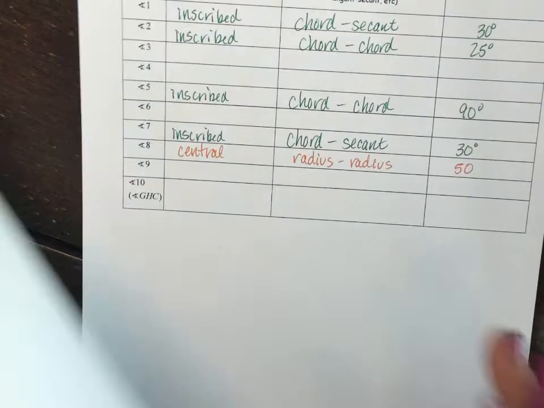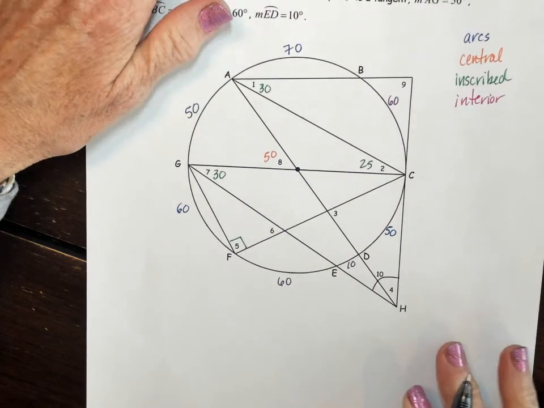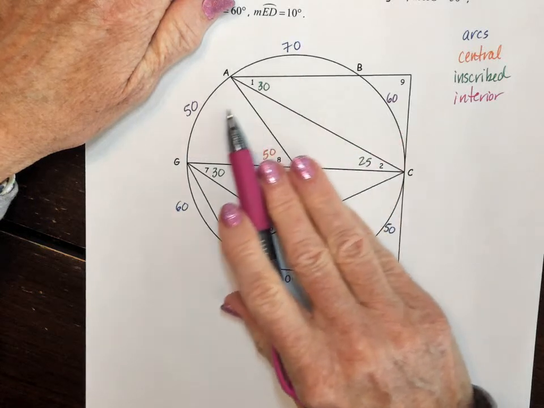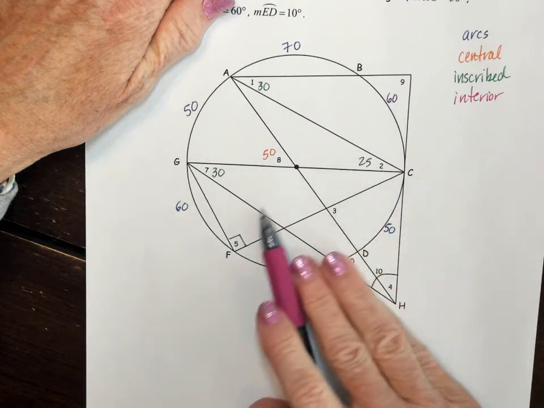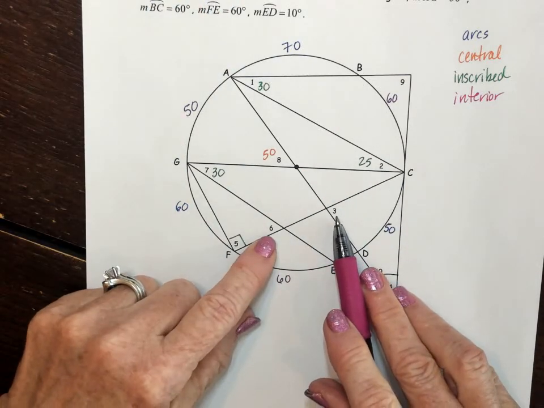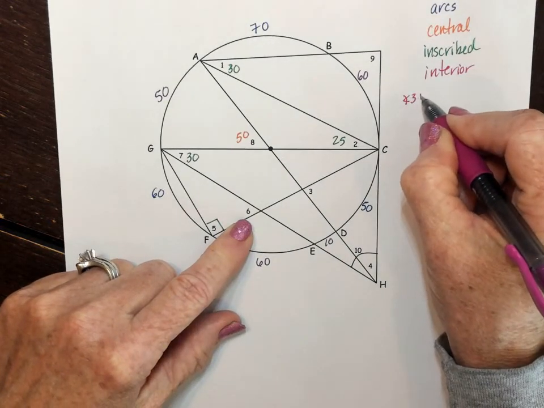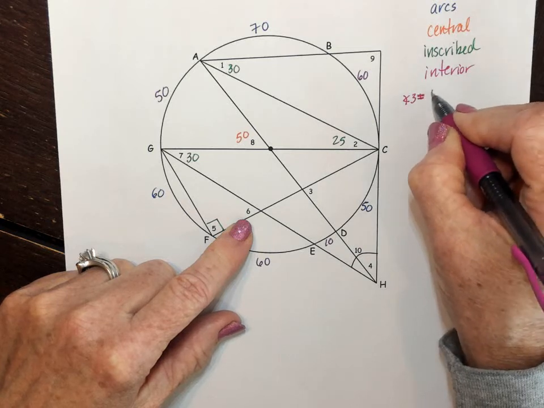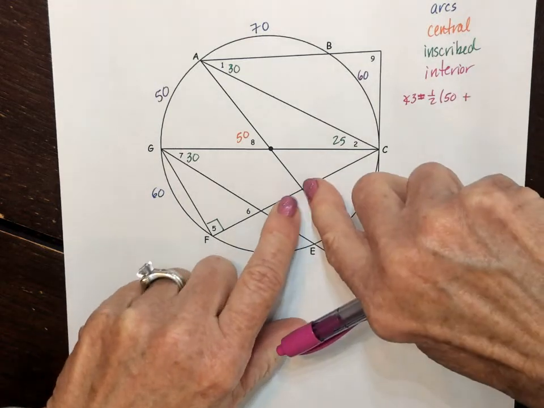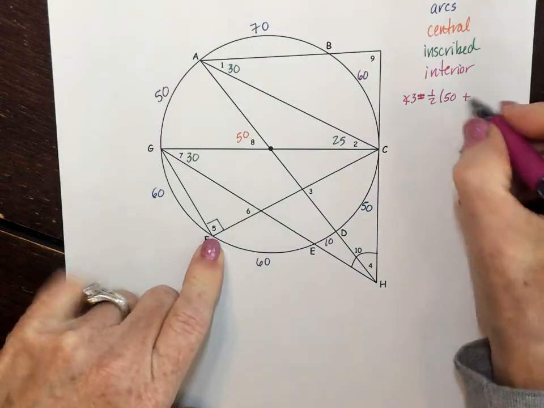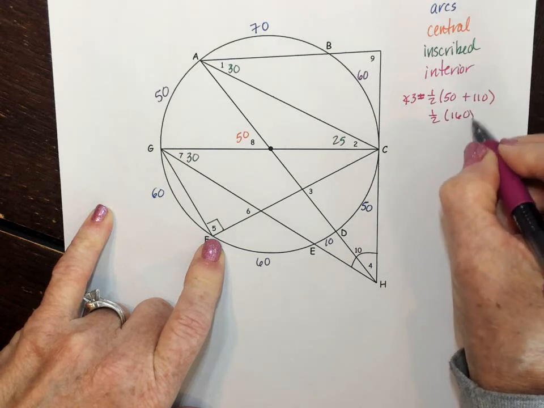Okay, next up, interior angles. Angles that are on the inside. So I kind of start scanning and looking through here for angles that have a number on them that are not at the center and not right on. Oh, so I see 2 of them. I got a 6 and a 3. Let's find angle 3. Half of its arc, 50, plus arc of the vertical angle, 110. Half of 160 is 80.